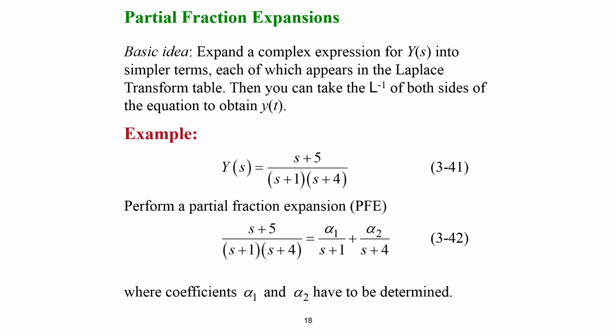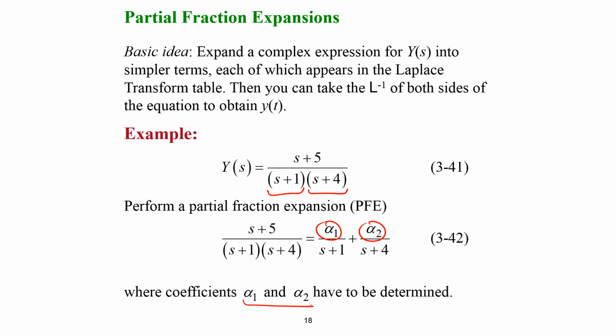Okay, so partial fraction expansions. I just want to review this briefly. If you have two roots in the denominator, we're going to need to have two alpha values or constants here. Then what you can do is multiply through the denominator and plug in s equals -1. If you do that, then all you're going to have is alpha 1 equals something. And then if you plug in -4, then you'll just have alpha 2 equals something.